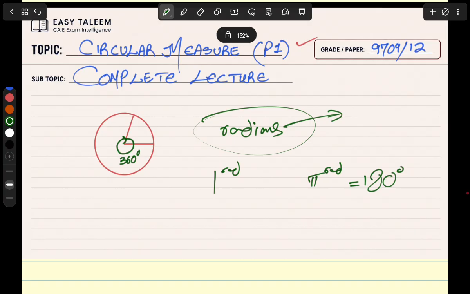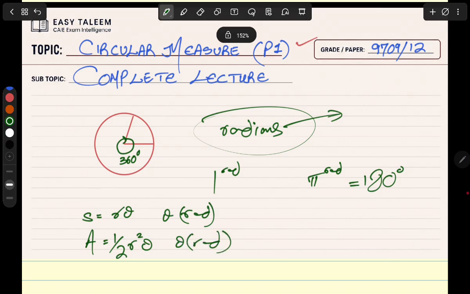So in the next lecture, we will derive why the formula for the arc length is s is equal to r theta, where theta is in radians. And we are also going to derive the formula for A is equal to half r squared theta, where theta again is in radians. Although these derivations are very simple, but still, instead of memorizing them, everything today builds towards those formulas.